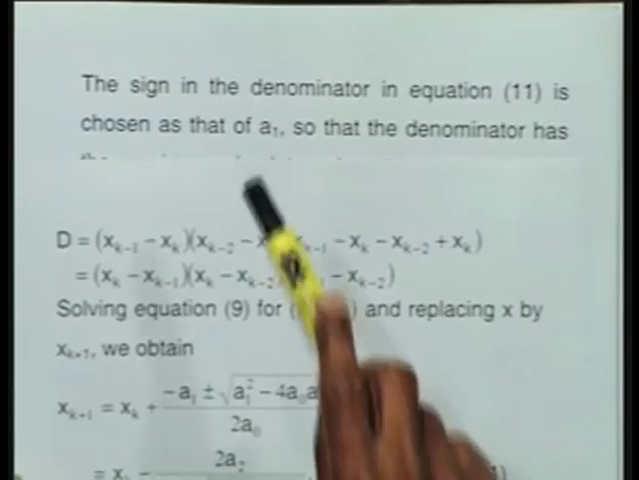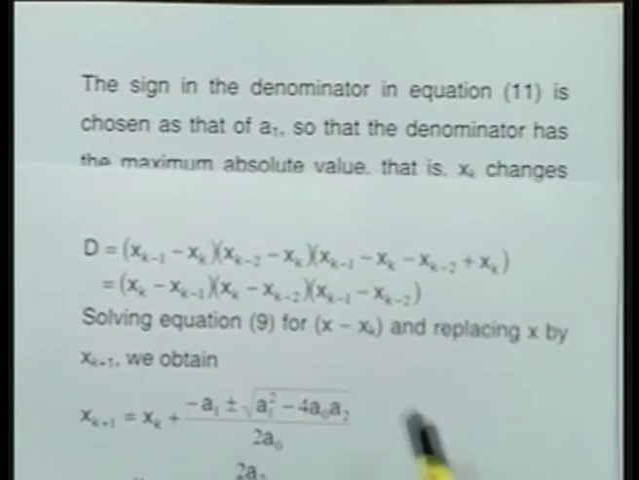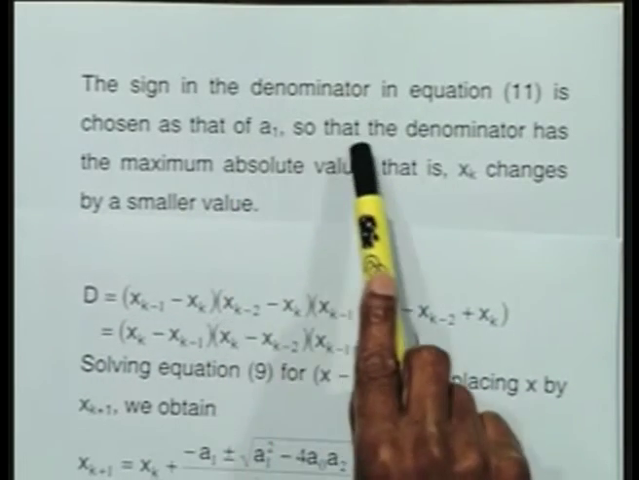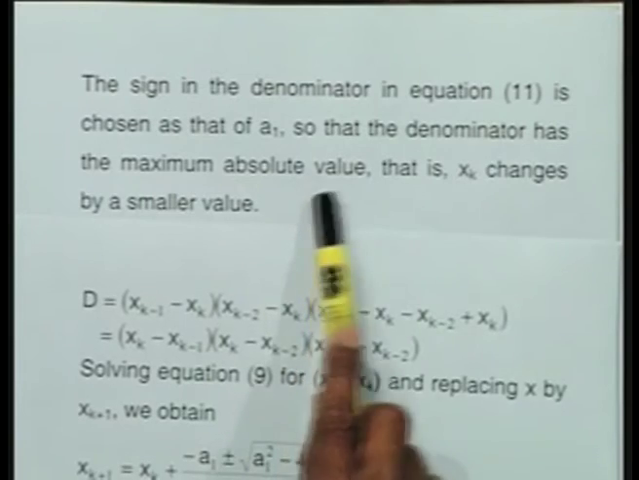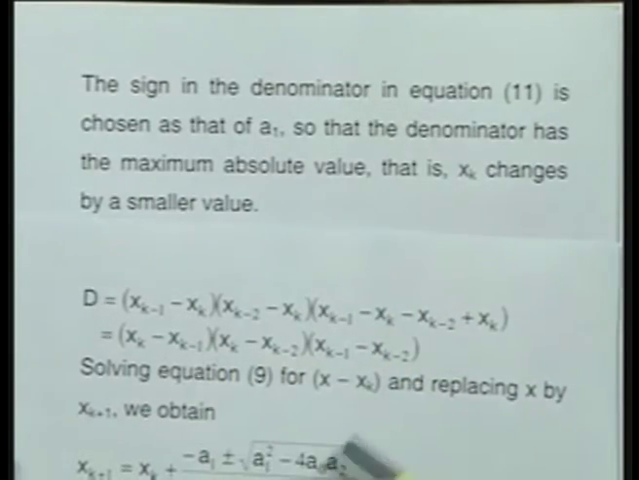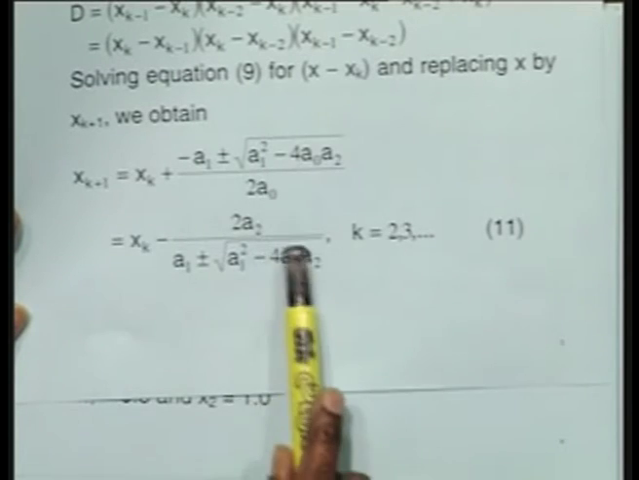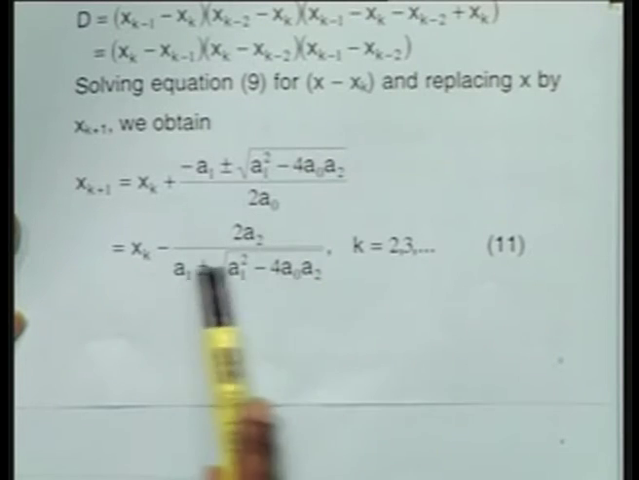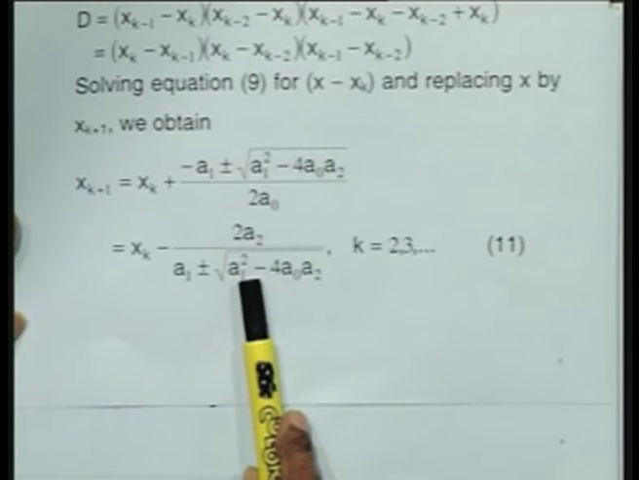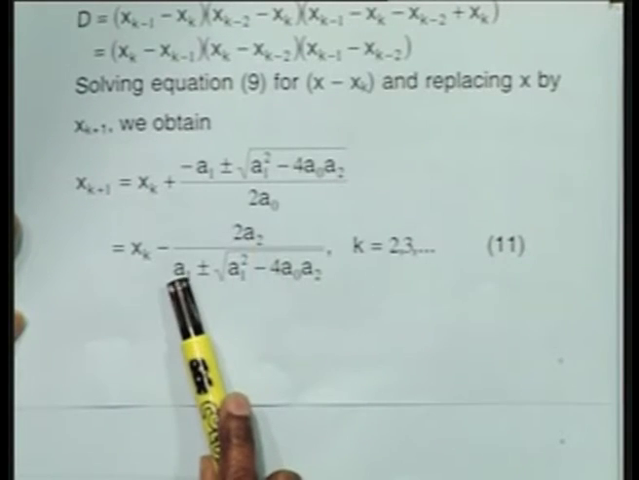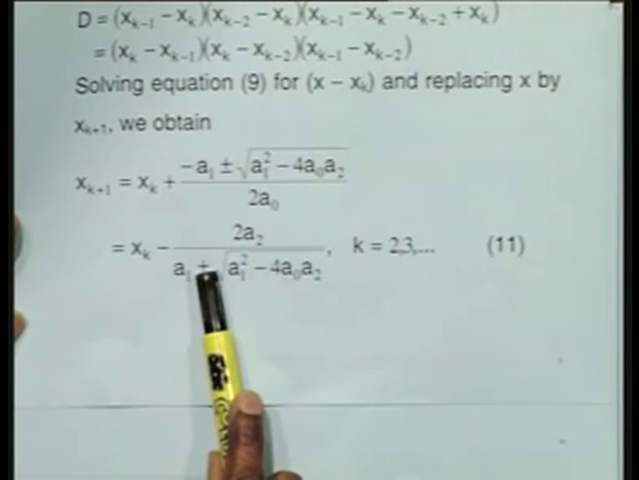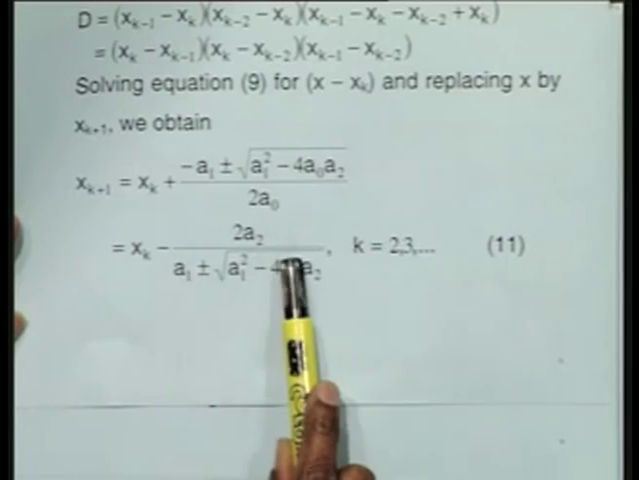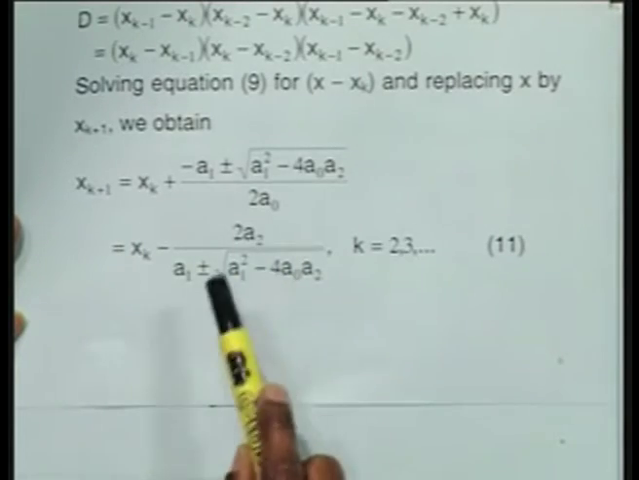So the sign in the denominator in equation 7 is chosen such that it is the same as that of a1, so that the denominator has a maximum absolute value, that is, xk changes by a smaller value. Let me explain it again. We are taking the square root, therefore this is a positive square root. Now this quantity will be small if the denominator is large in magnitude. Therefore, depending on the sign of a1, if a1 is positive, I will take the positive sign here, then the denominator has the largest value. If a1 is negative, I will choose the negative value here, so that in magnitude it is large, and this quantity will be smaller in magnitude.